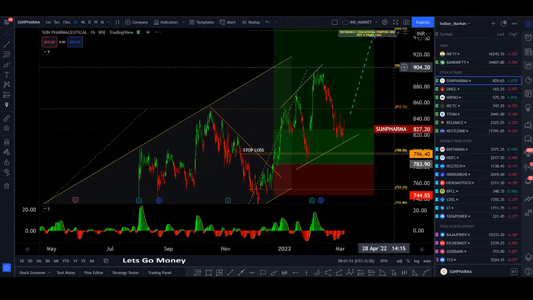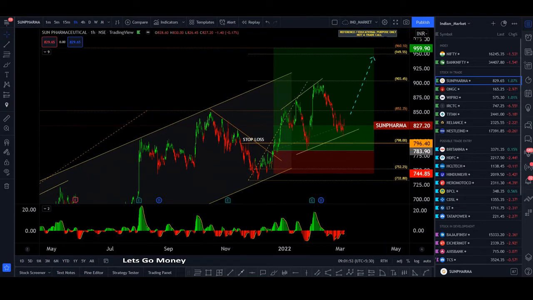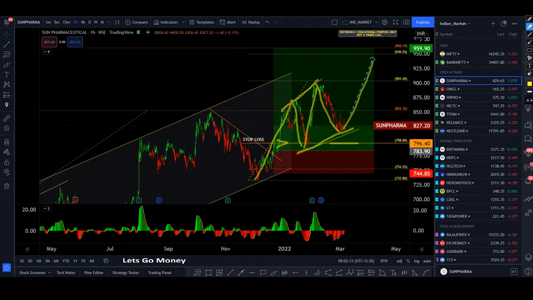Sun Pharma did an impulsive move up followed by a correction and then an impulsive move up, and then it is sideways to come down. We are not expecting it to drop anything below this, and our stop loss was here. It doesn't look like it is going to come down, but we never know. We are still expecting this uptrend move, so we are still in this trade.